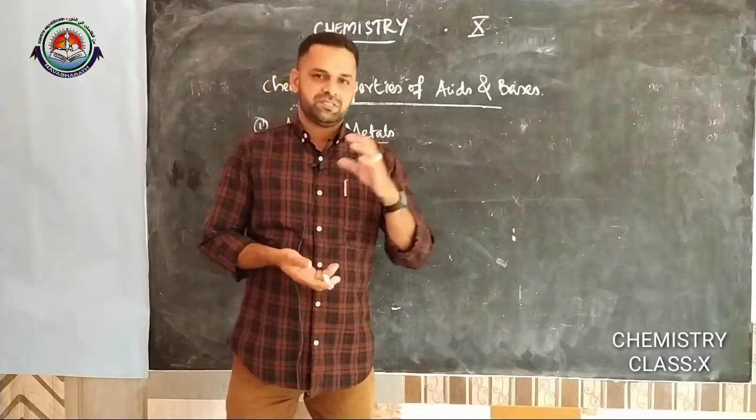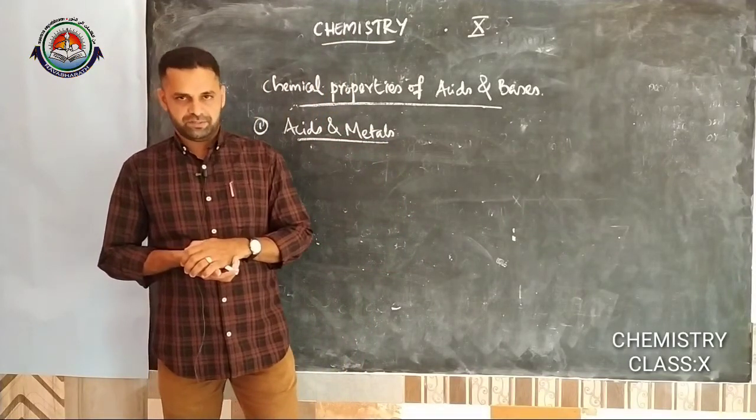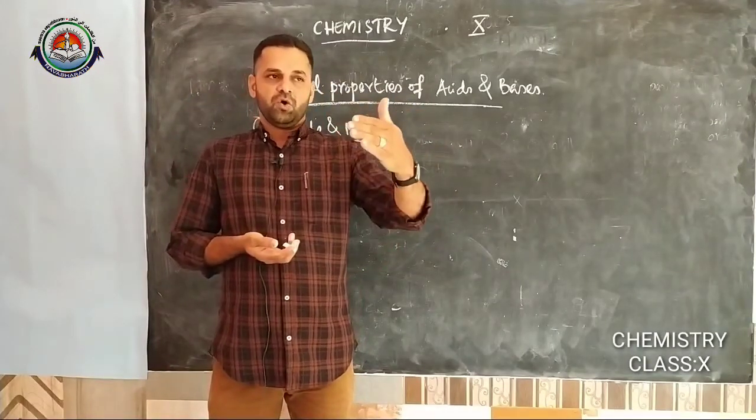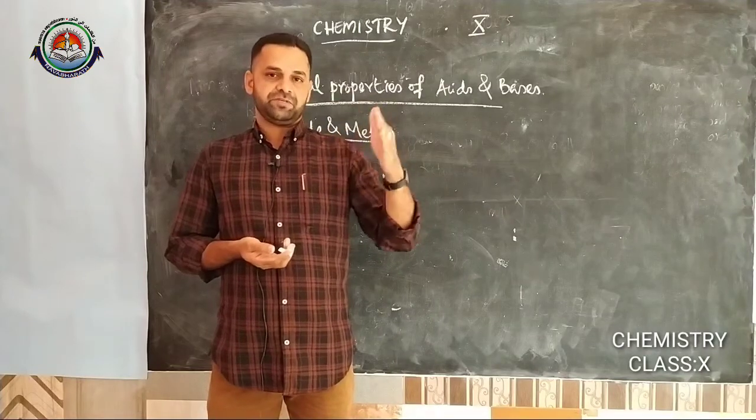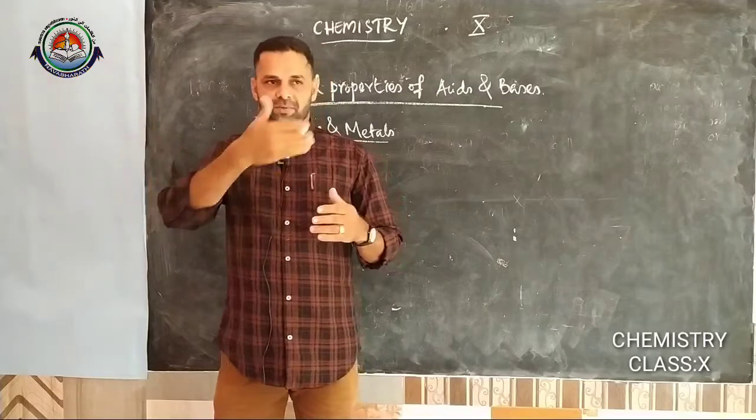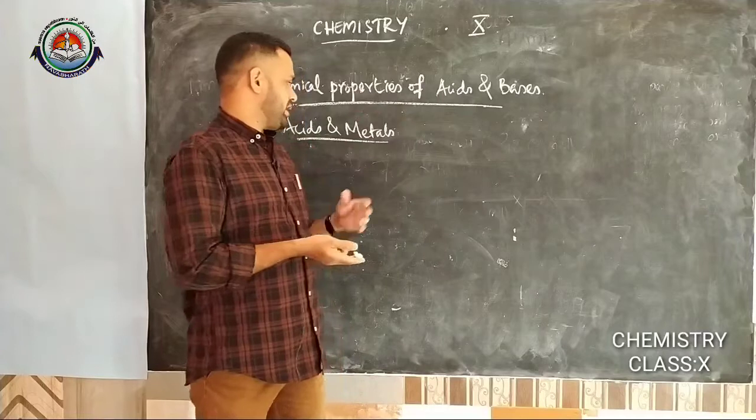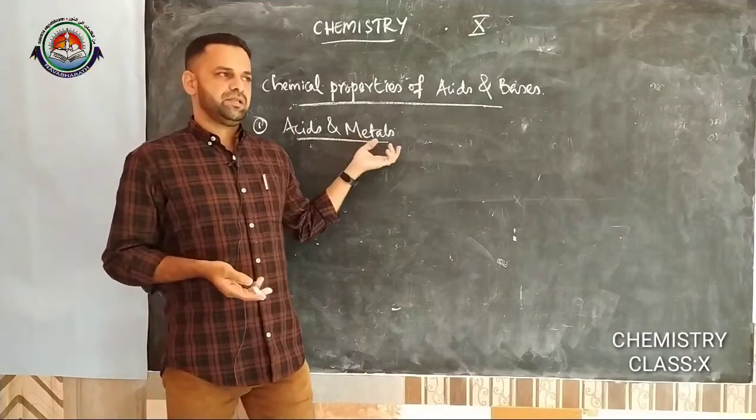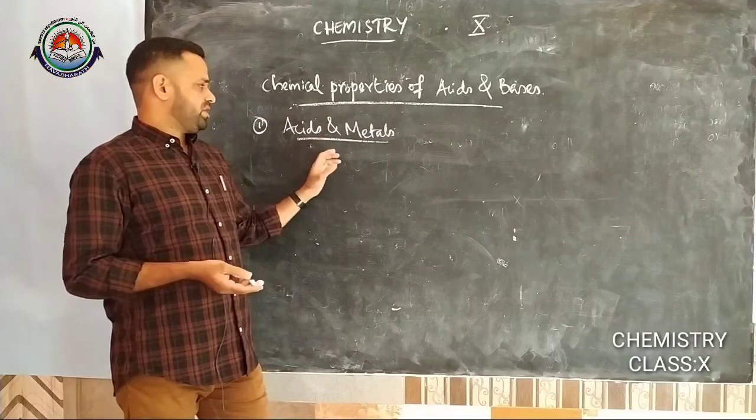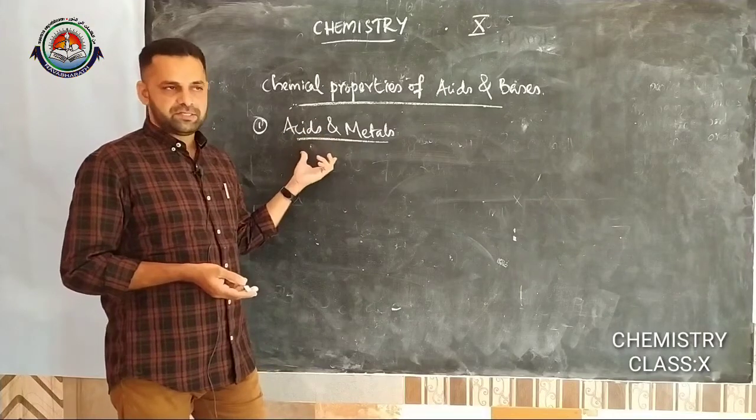Before dealing with this topic, you should know the reactivity series. Metals are arranged in the order of their reactivity, so that is called a reactivity series. There is a particular short form to memorize it, which you have already studied in 8th standard. Then let us see what reactions take place between metals and acids.